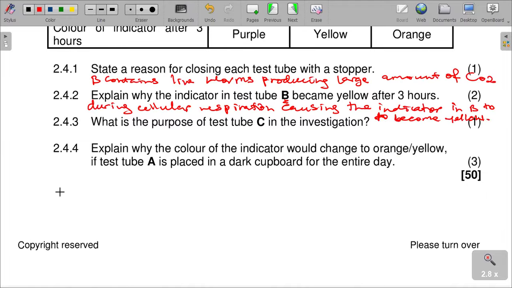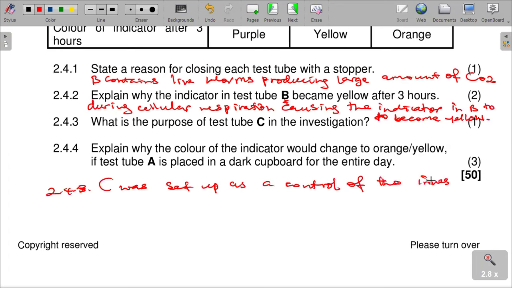2.4.3. Let me just write it below here. C was set up as a control of the investigation. What we mean to say is that it helps in determining whether the factor under investigation was actually the one that caused the change.